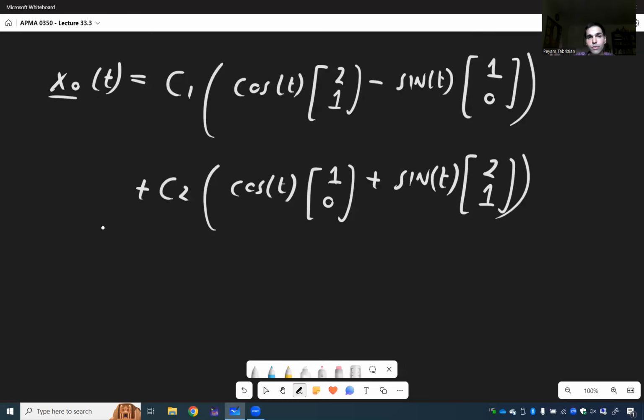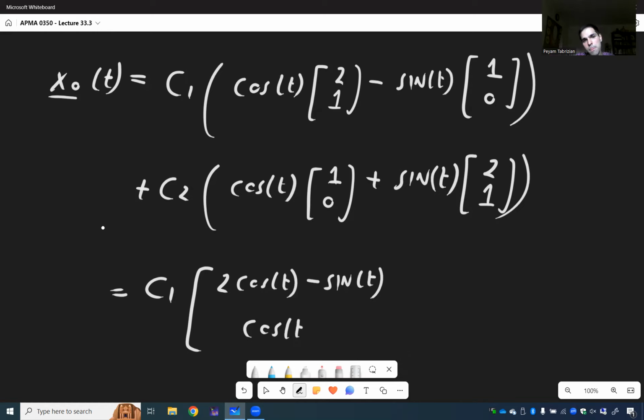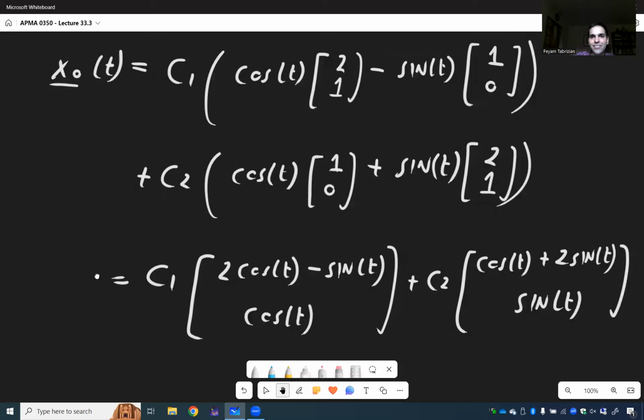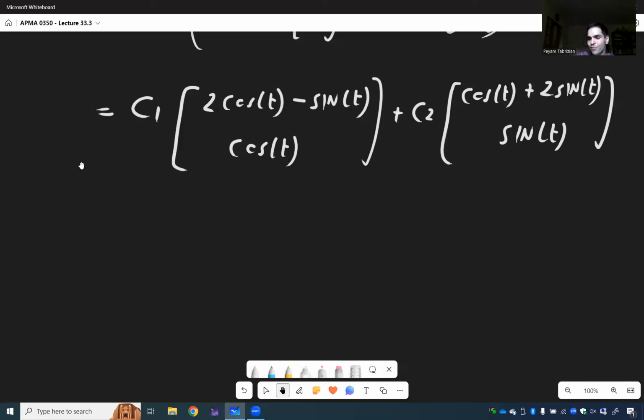And now, unfortunately, we do need to write this in terms of vectors. So in this case, we get c1 times [2 cosine of t minus sine of t, cosine of t], and then plus c2, I think, [cosine of t plus 2 sine of t, sine of t]. And yes, it is getting very tricky here, unfortunately. But trig is the spice of life.